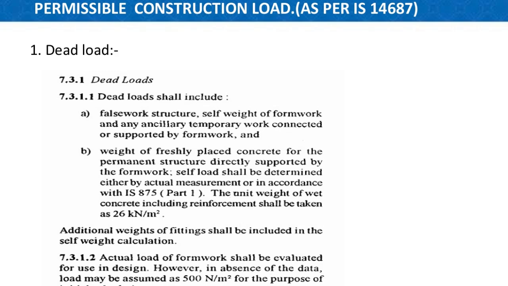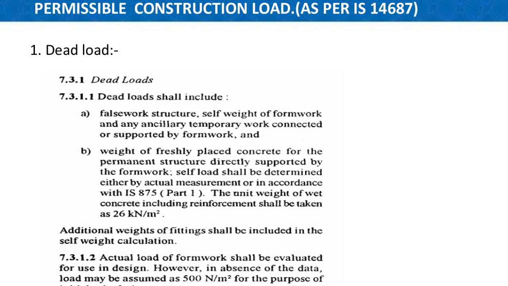The load to be considered is dead load. And what is the dead load? The falsework structure, self weight of formwork, and any ancillary temporary work connected or supported by formwork, and the weight of freshly placed concrete for the permanent structure directly supported by the formwork. So what is the value of that? It shall be taken as 26 kilonewton per meter square. Additional weights of fittings shall be included in the self weight calculation.